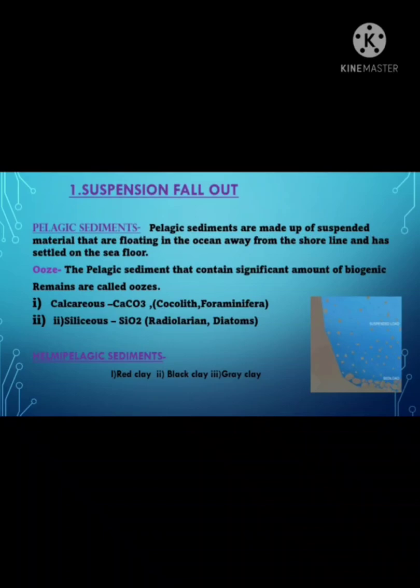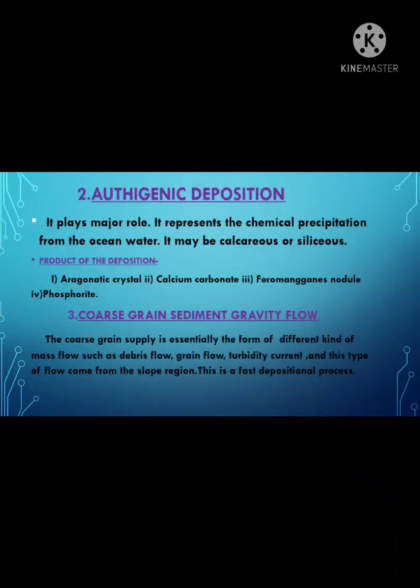Now, hemipelagic sediments. Hemipelagic sediments are basically clay materials like red clay, black clay, and grey clay. There is a diagram. In this diagram, we notice that the suspended materials are in suspension motion. Now, come to the orthochemical deposition. Orthochemical deposition represents the precipitation from ocean water. It may also be siliceous or calcareous.